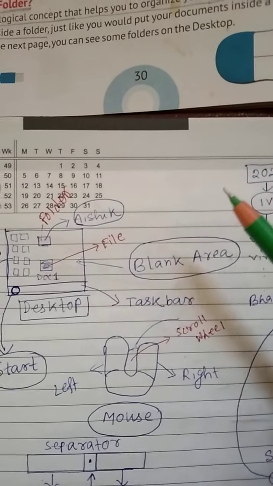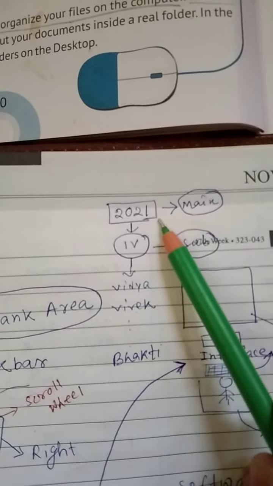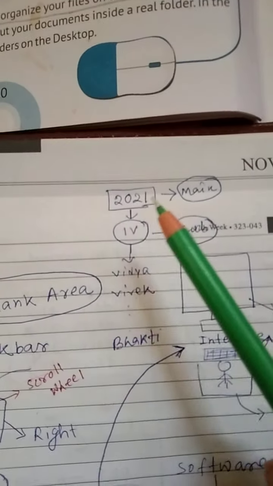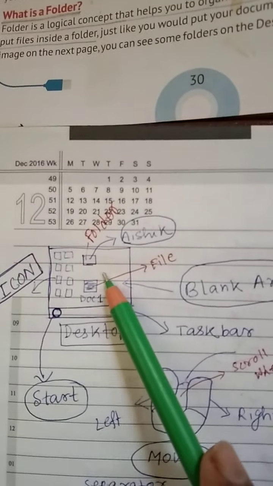When the new folder icon appears, type the folder name. I write here 2021. It is the main folder. Suppose you create it on your desktop.